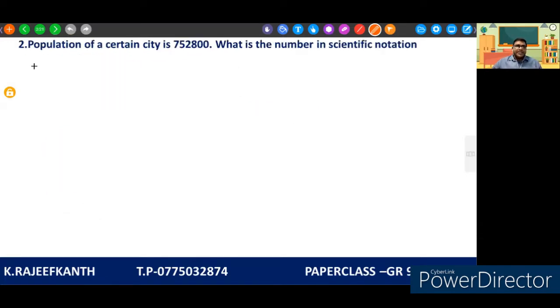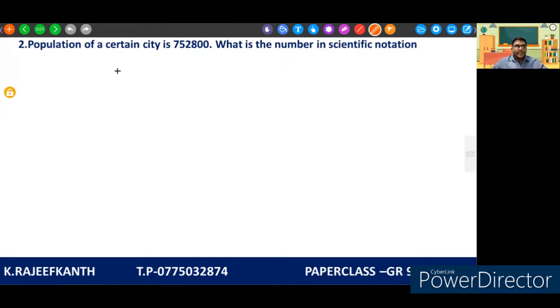Then second question. Population of a certain city is 752,800. What is the number in scientific notation? So we have to write this number in scientific notation, right? Population of a certain city is 752,800. Then we have to write that number in scientific notation.